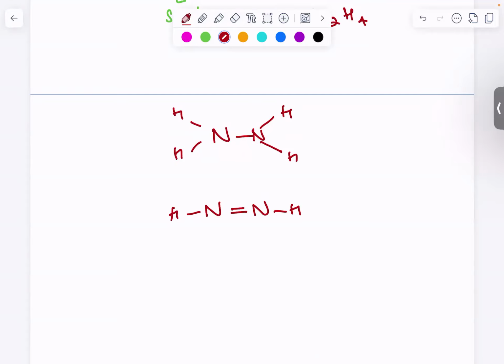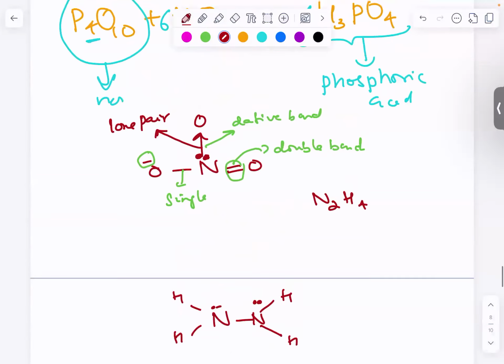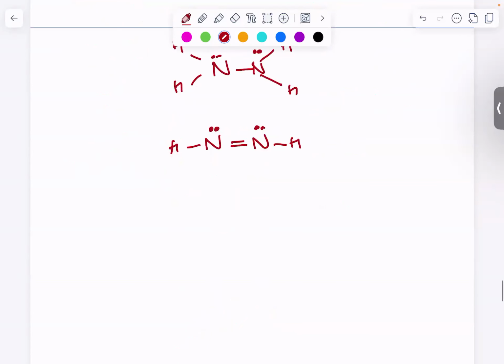And then they would still have the lone pairs? Yes, this will have a lone pair, and this will also have a lone pair. So these two structures have a lone pair. When we talk about the NO3 negative structure, it doesn't have a lone pair. I'm going to rub it out because technically it should not be shown. I'm simply trying to tell you that the lone pair has been used up.